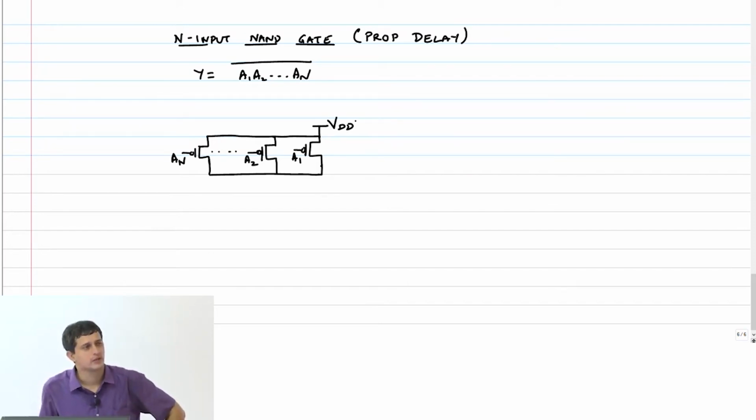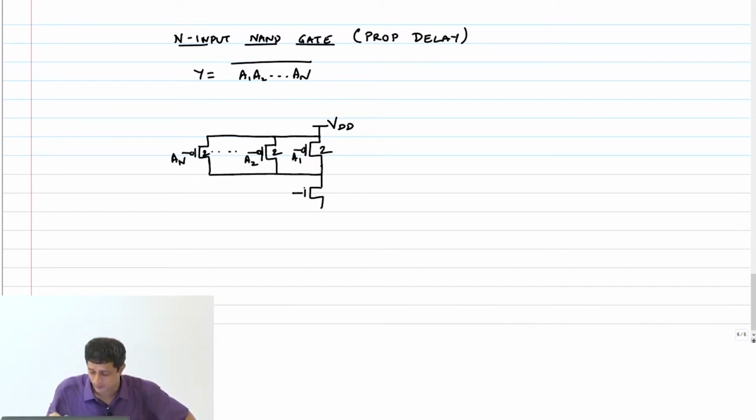So what's the size of the PMOS transistors for an n input NAND? All 2, no change there. For a NAND, it doesn't matter how many inputs, PMOS is always 2. What's the size of the NMOS? N.